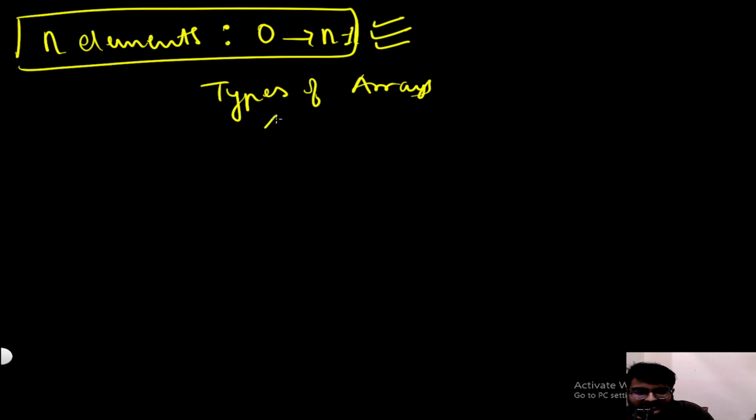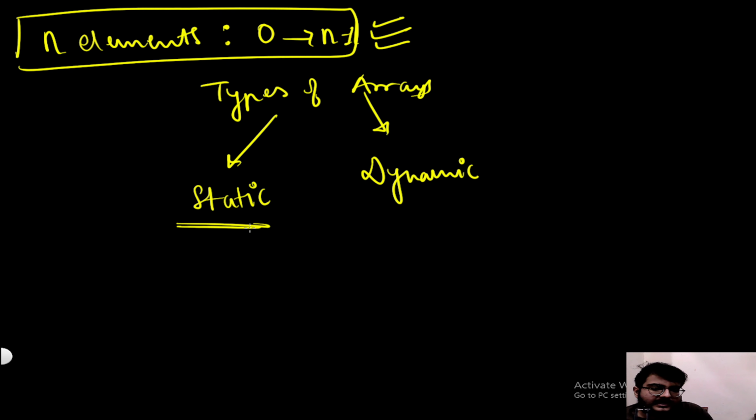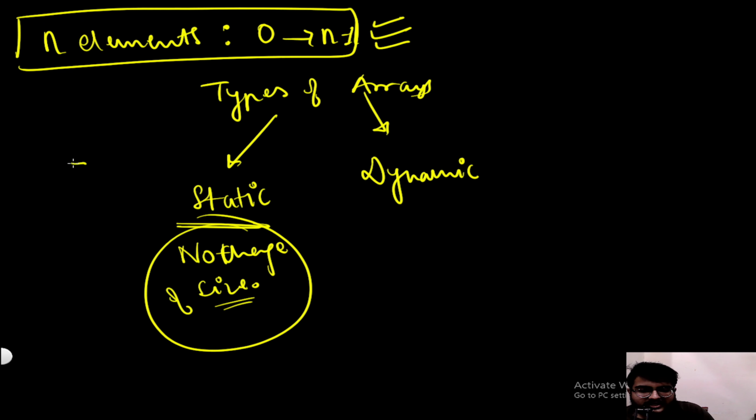Perfect. Now we have got the gist of what an array is, indexes, and the size of the array. Now let's understand types of arrays. We have two types of array: one is static array and the other is dynamic array. The static array is one in which you cannot change the size. Once you have declared the array and you want to make changes beyond its size, you cannot do that. But a dynamic one is a flexible array in which you can make changes.